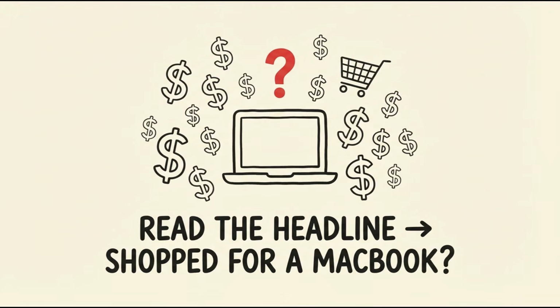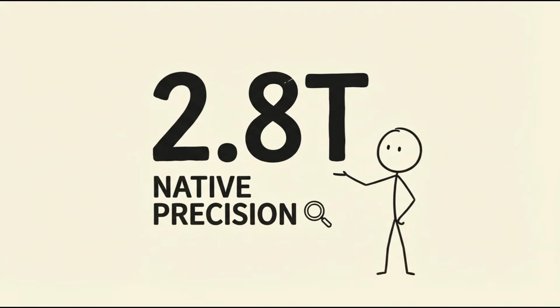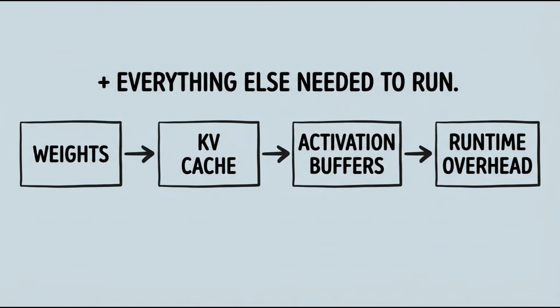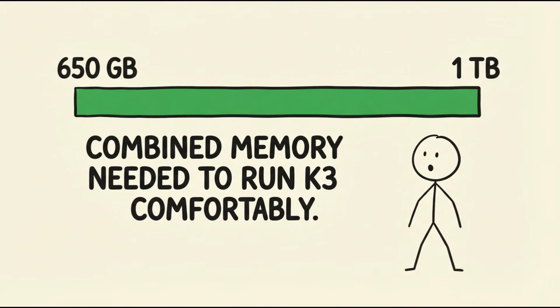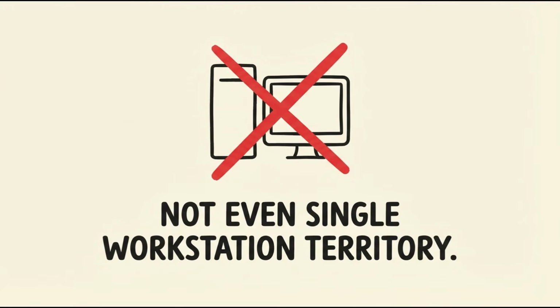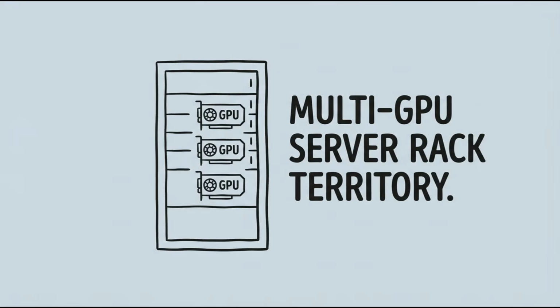So here's the problem this creates for anyone who read the headline and started shopping for a MacBook. A 2.8 trillion parameter model at native precision needs roughly 594 gigabytes just for the weights. Add KV cache, activation buffers, runtime overhead, and you're looking at 650 gigabytes to a full terabyte of combined memory to run it comfortably. That's not laptop territory. That's not even single workstation territory. That's a multi-GPU server rack.